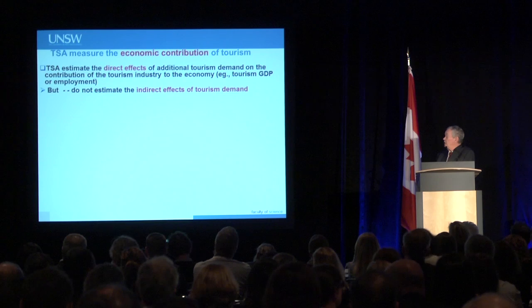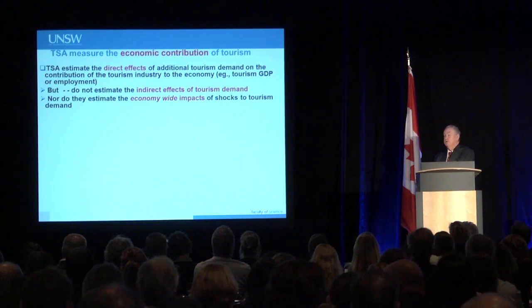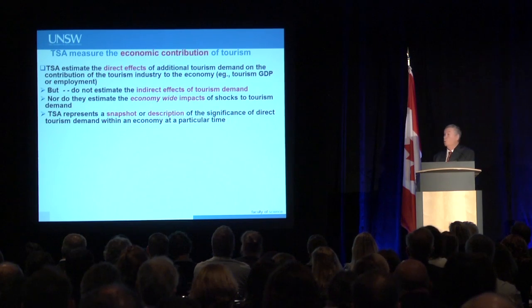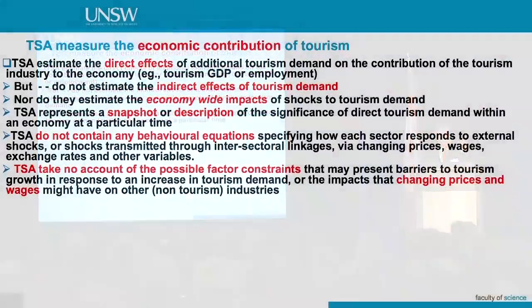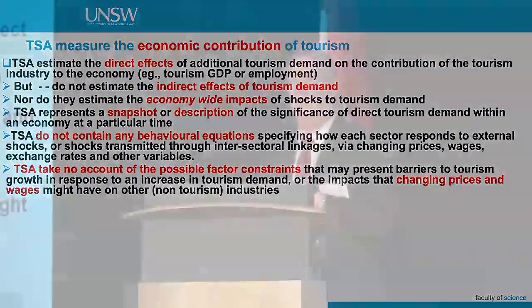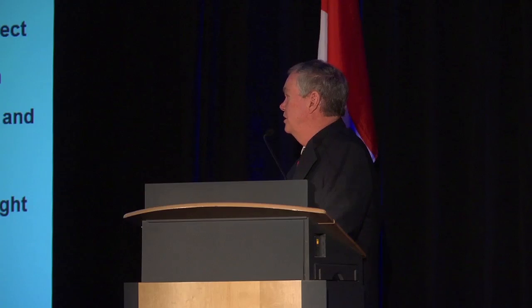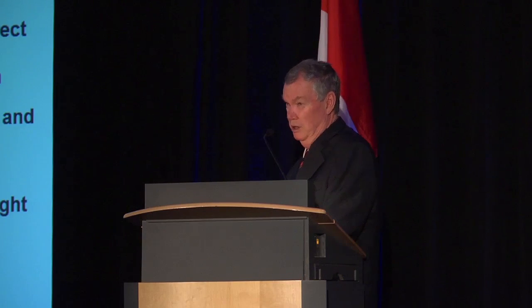Now, tourism satellite accounts measure the economic contribution of tourism, but they don't measure the indirect effects of tourism demand. They don't measure the economy-wide effects or impacts of shocks to tourism. They are just a snapshot. They represent a picture of an economy at a particular point in time. Unfortunately, they are often misused as economic impact tools. But they can't be. They don't contain any behavioural equations telling us about the behaviour of firms, consumers, investors, government and so on. They don't take account of factor constraints. They don't tell us if there's a shock to tourism, how much prices will change or wages and so on. We need economic impact models for that. So I mention that because, as I say, often people talk about tourism satellite accounts as an economic impact measure, and they are not.